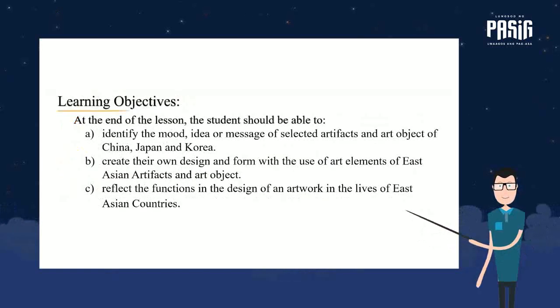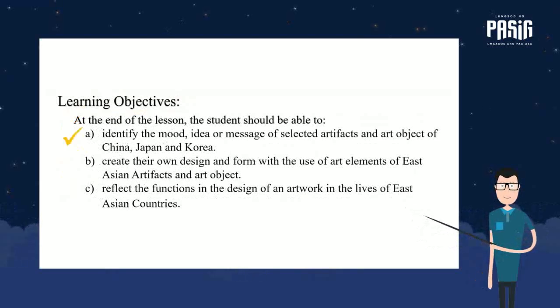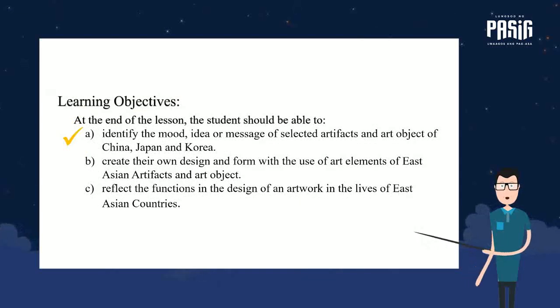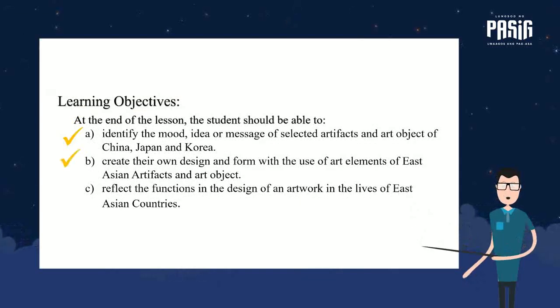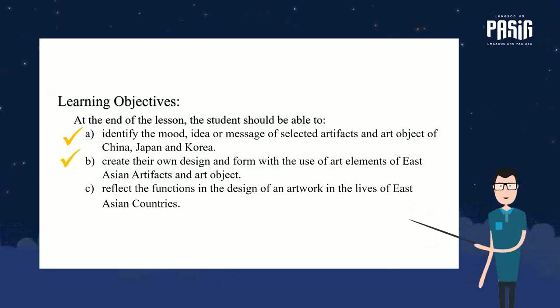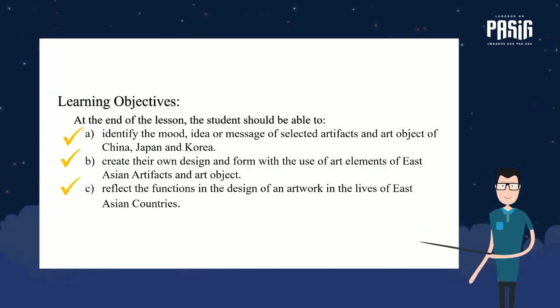Here are our learning objectives. At the end of the lesson, the student should be able to identify the mood, idea, or message of selected artifacts and art objects of China, Japan, and Korea. Create their own design and form by the use of art elements of East Asian artifacts and art objects, and reflect the functions in design of an artwork in the lives of East Asian countries.